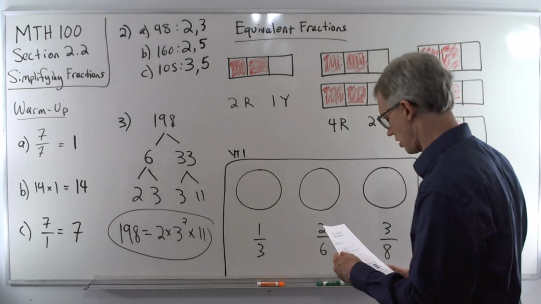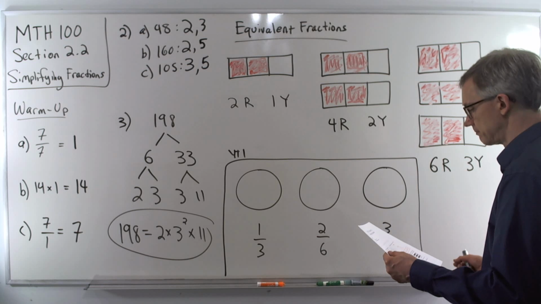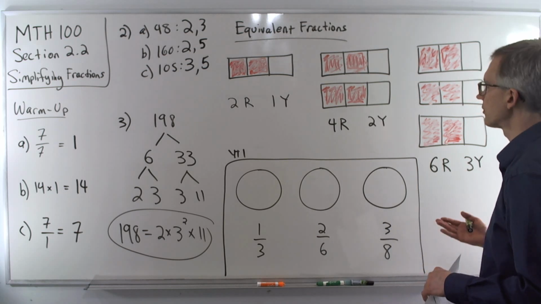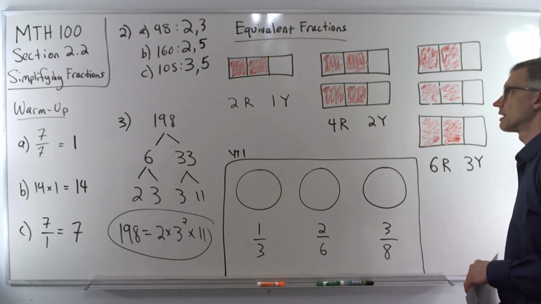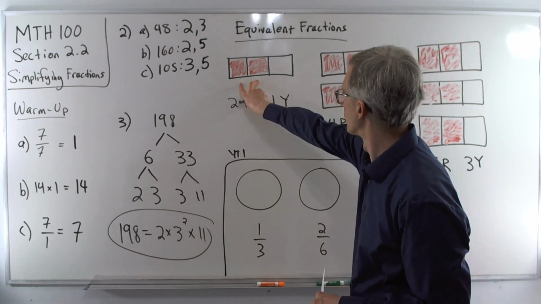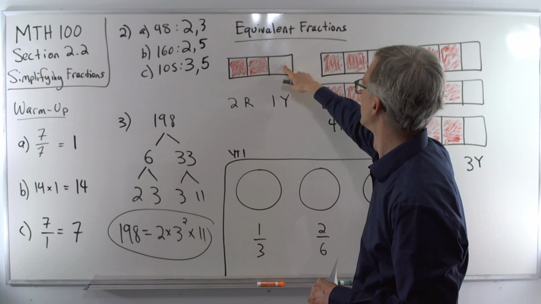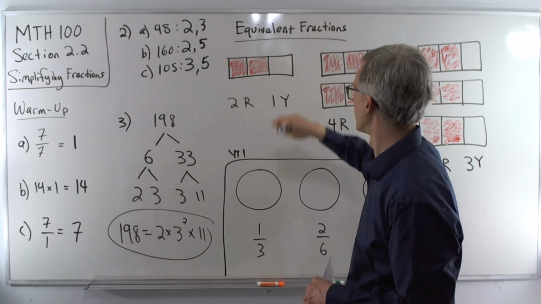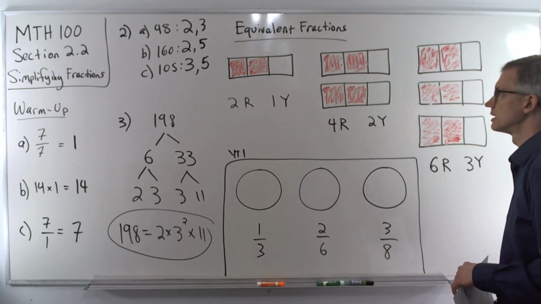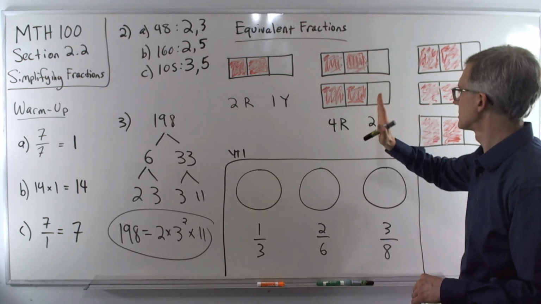Alright, if we have a jar of red and yellow beans, and 2/3 of the beans are red. So that means for every 2 red beans, and I didn't color in the yellows, just pretend the white's yellow, we have 2 red beans for every 1 yellow. And we're going to keep that same ratio.